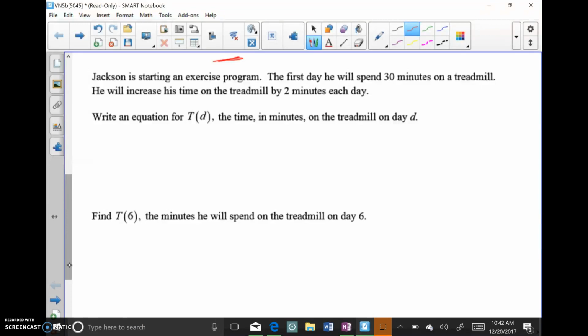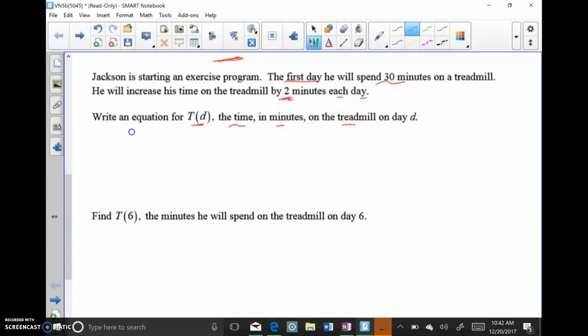So Jackson is starting an exercise program. The first day, he will spend 30 minutes on a treadmill. He will increase his time on the treadmill by 2 minutes each day. We want to write an equation or create a function, t of d, for the time in minutes on the treadmill he spends on day d.